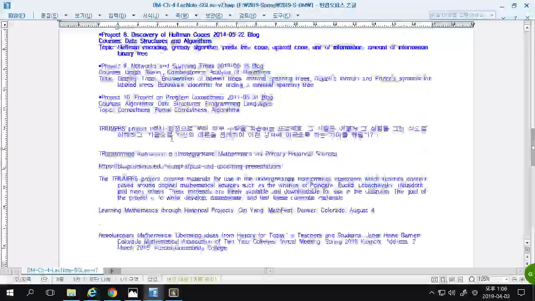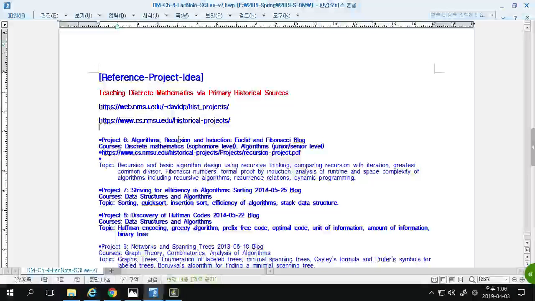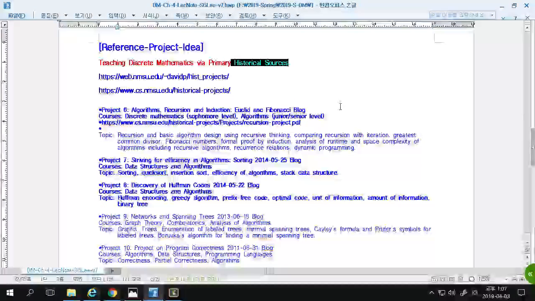So you may take a look at this. Algorithm, recursion, and induction, Euclid and Fibonacci. And yeah, this will be interesting. This shows how those ideas originally started, how those persons started to think about the subject in the way that we are using now, with the historical sources of the first papers and articles and books.